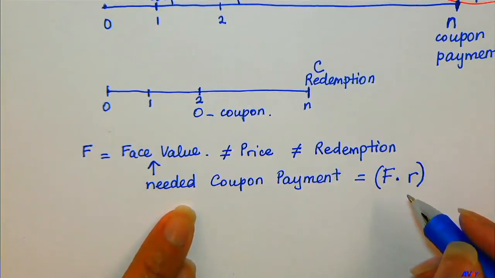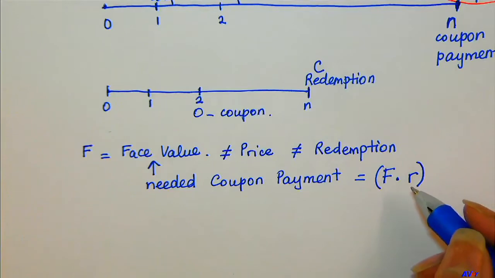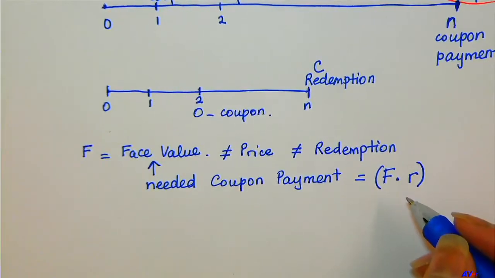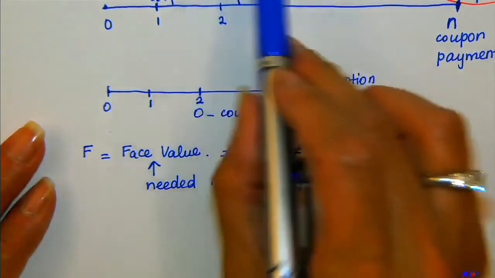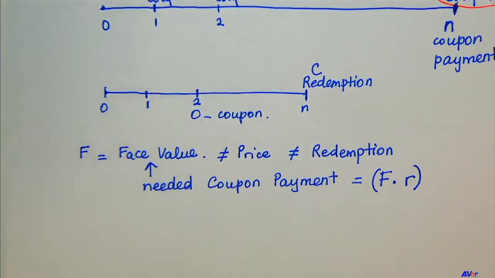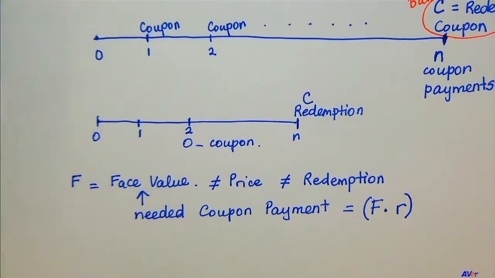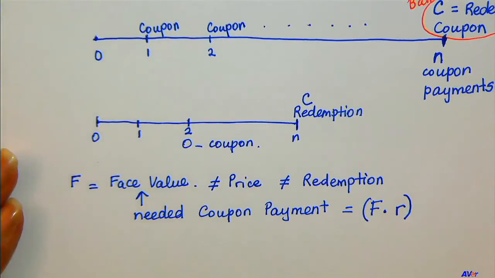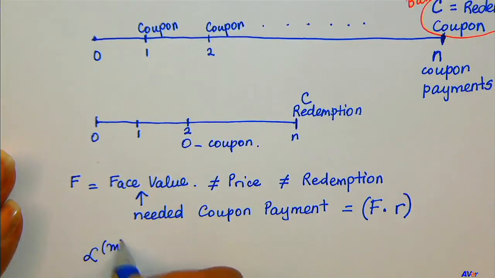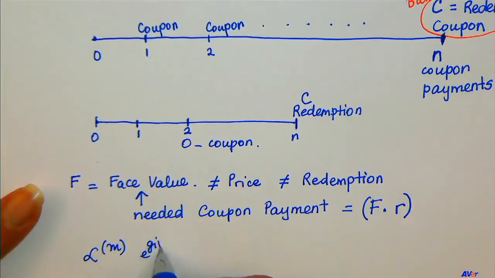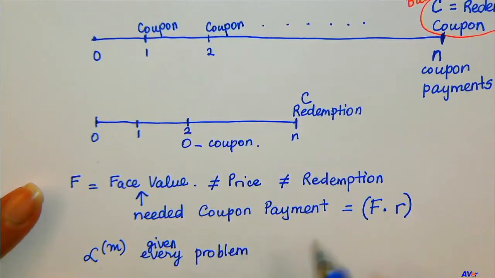Now, when you purchase a bond, the face value is the number that's stamped on the front of the bond. So if it says $100, that's a $100 face value bond, okay? This is not necessarily the price of the bond or the amount received at maturity. It is only used to calculate the coupon payments. The coupons are calculated based on nominal interest rate alpha M convertible M times per year. So this alpha M will be given to you in every problem.